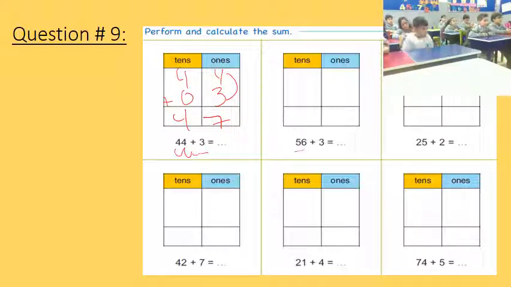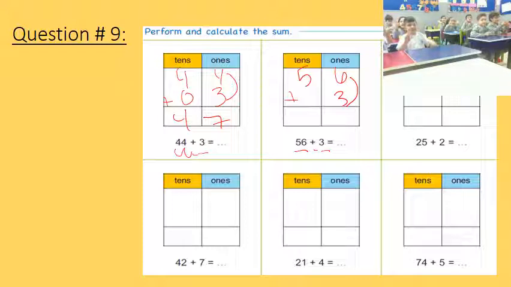The second one, 56 plus 3. Under the tens, under the ones, plus 3. Where do we put it? Good job. 6 plus 3. 6 in your head. 6, 7, 8, 9. 5 plus 0. 5. What is the answer?